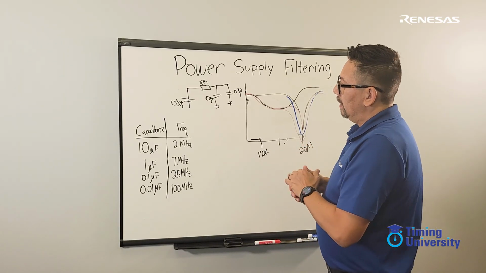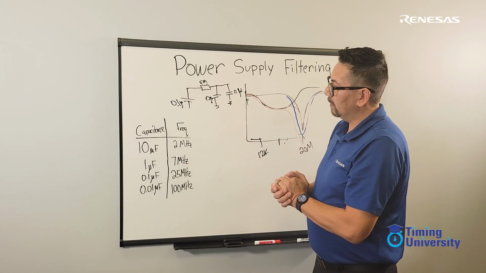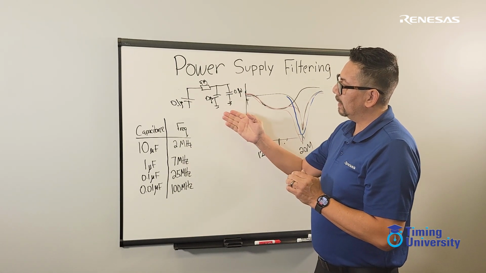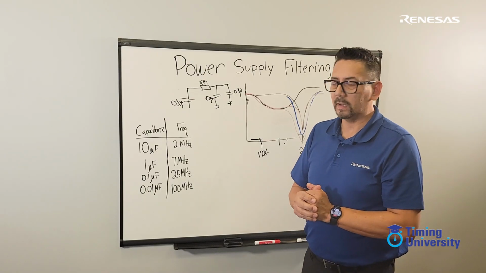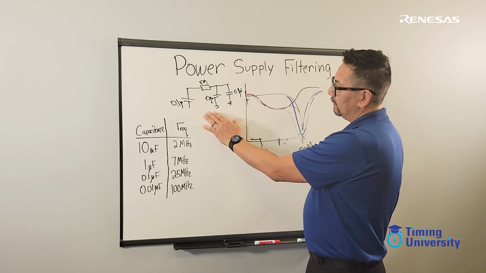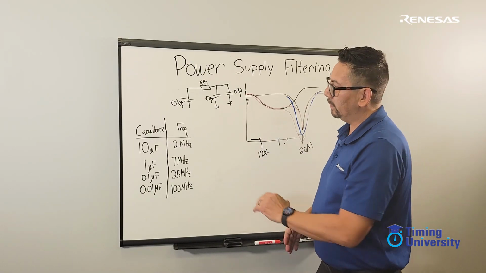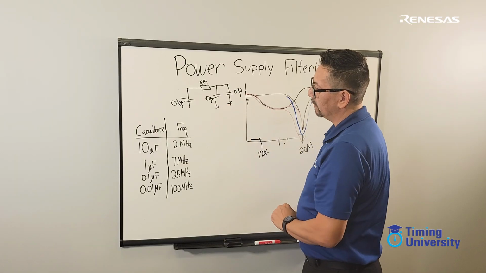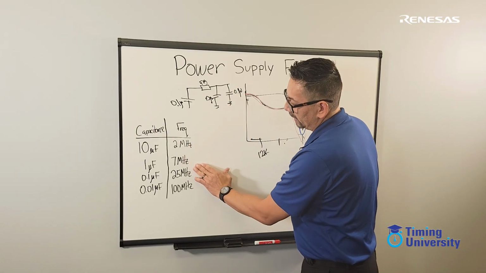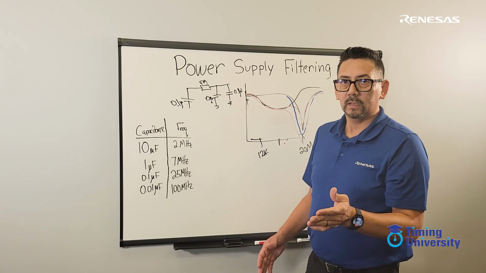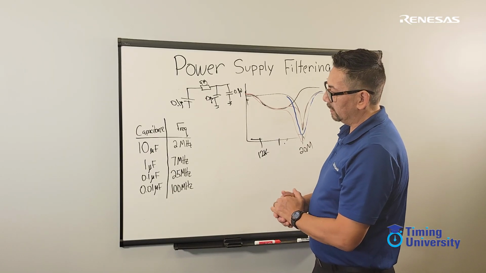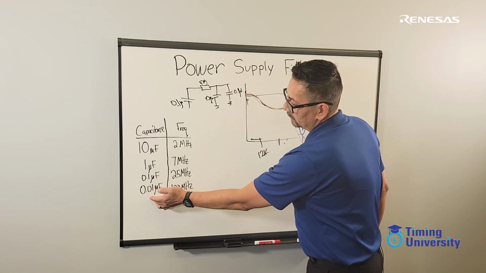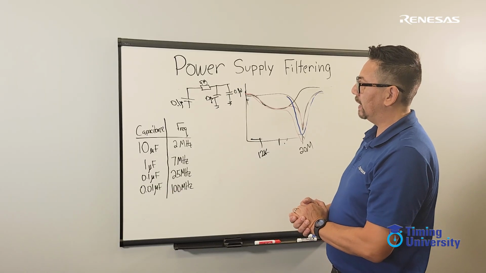Now, it's a generic filter, but the good reason to have it on your board is that if you find that there's noise on your board somewhere, you could take one of these capacitor values and actually change it to target the frequency of the noise. So if there's noise at a higher frequency, we can go with a 0.01 microfarad capacitor.